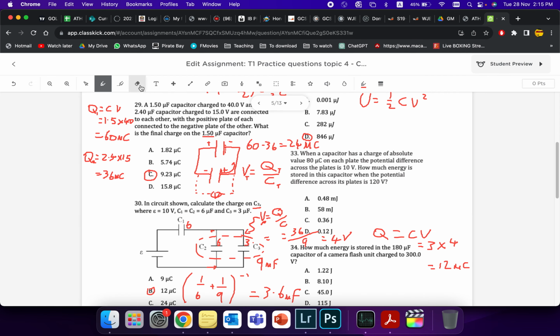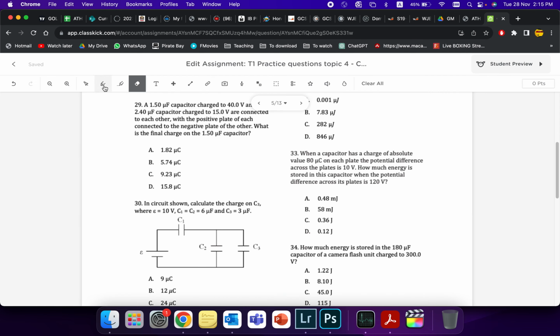Alright, so I'm going to erase this so I can make space. There we go. When a capacitor has a charge of this on each plate, that means on each side you don't need to do anything extra, but it says that potential difference is 10. Then we change it. We want to know how much energy is stored when I change it to 120.